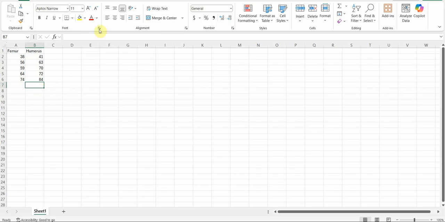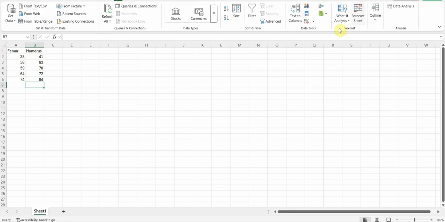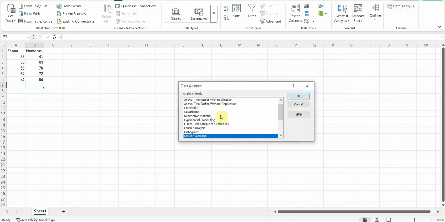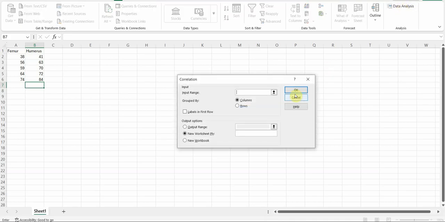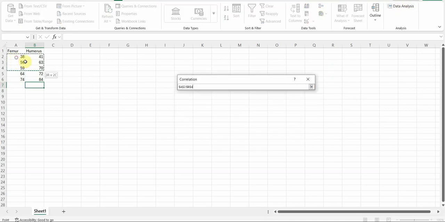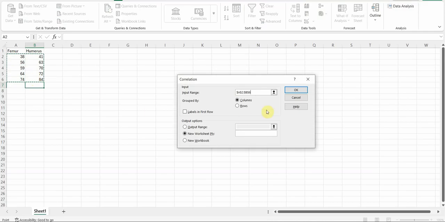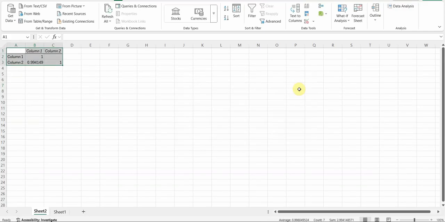And so then what I'm going to do, and I know this is cut off, but data up here, and then I want the data analysis tab, that's not cut off. And then correlation, and then select my data, and then OK, and I'll just let it go into the new worksheet. There it is. So it gives you this 2x2 table.